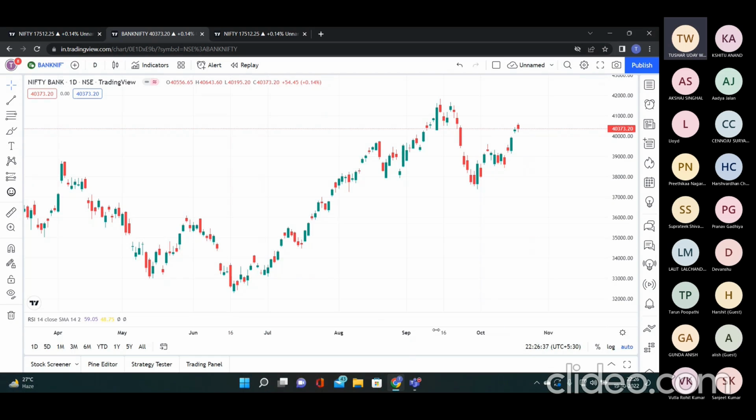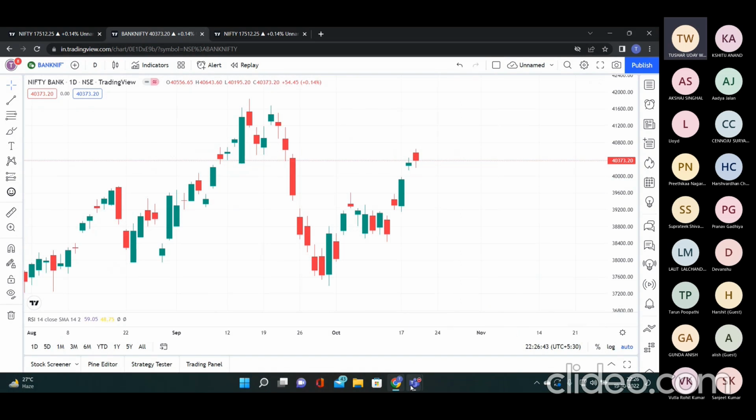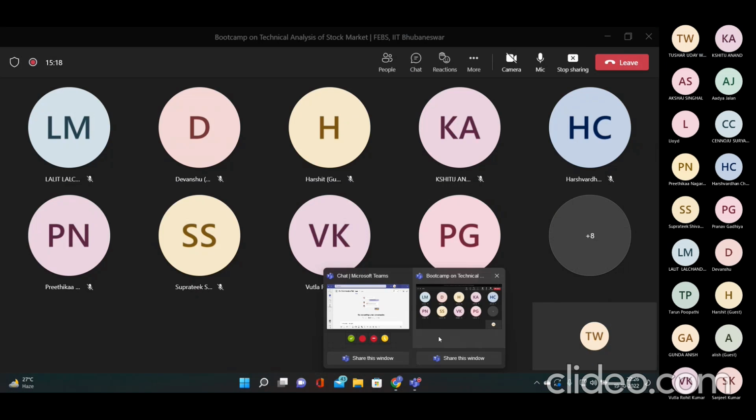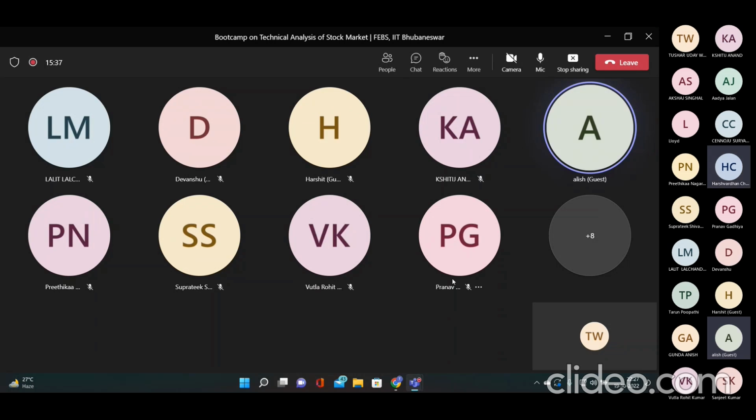Okay, so does anyone know anything about the candlesticks? If someone knows, can you speak out? Hello guys, let's make it an interactive session, not like I will be speaking on one side and you will be just listening. Am I audible? Yes, you are audible. Am I audible to you? Yes.